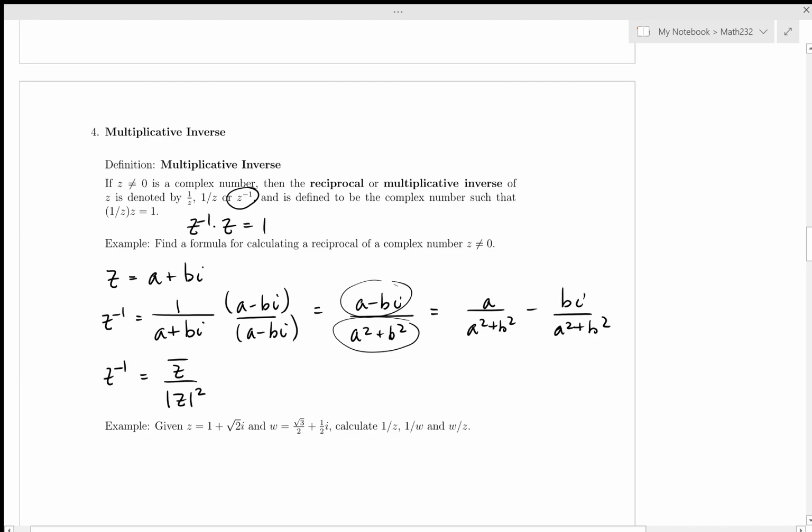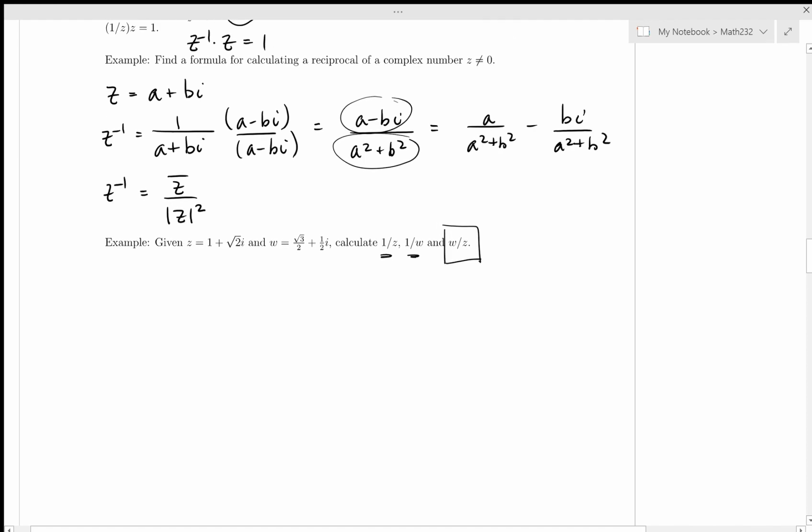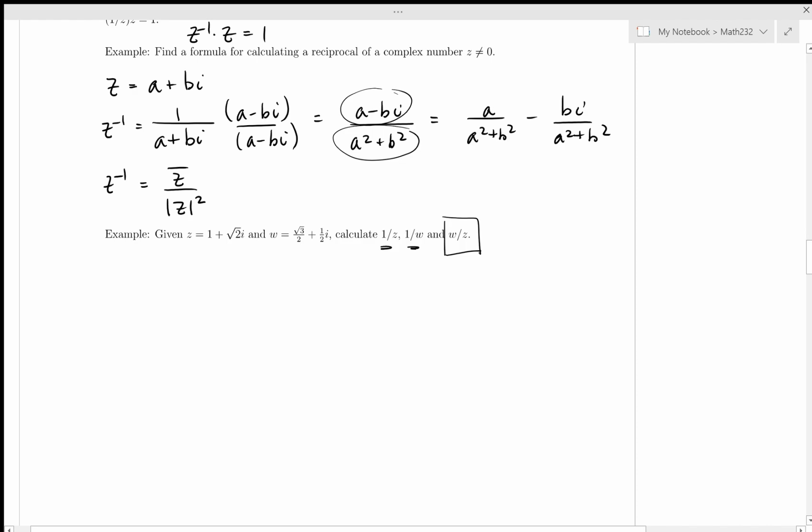But you can always regenerate this. All you're doing is taking that reciprocal and then multiplying top and bottom by the same thing. So you're multiplying by 1, and the 1 is cleverly disguised as A minus BI divided by A minus BI. Now we can use that information to calculate Z to the minus 1, W to the minus 1, and we can also use it to divide, W divided by Z. So let's just go ahead and do that.